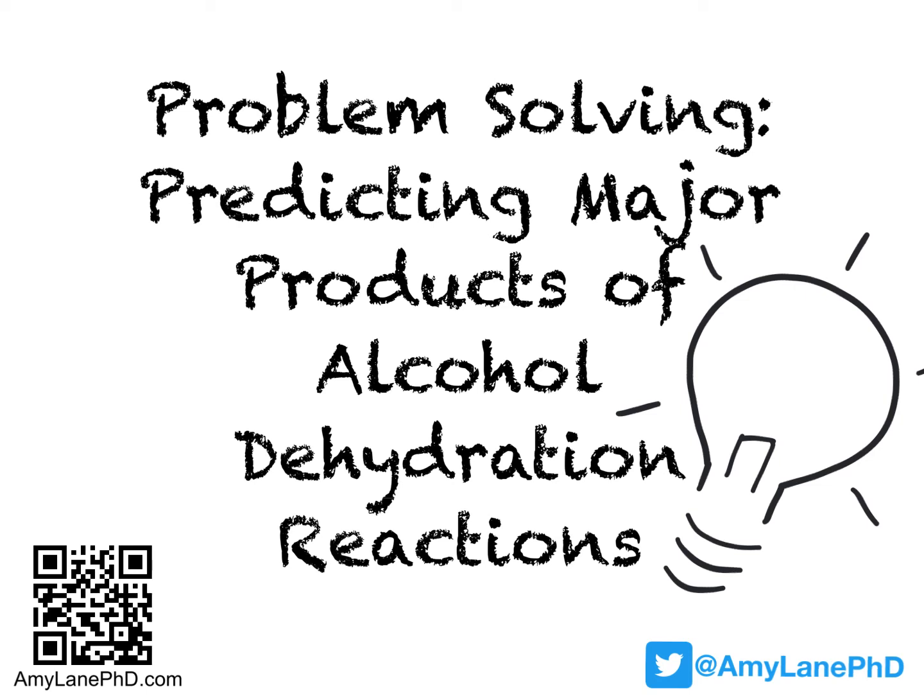In the last video, video number 335, we looked at alcohol dehydration reactions and applying Zaitsev's rule to determine the major organic products. Here, in this session, we won't go through the fundamentals of those, but we will talk about how to solve problems where we're asked to predict major organic products of alcohol dehydration reactions. Let's tackle a couple of example problems now.